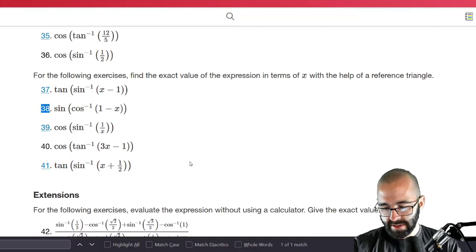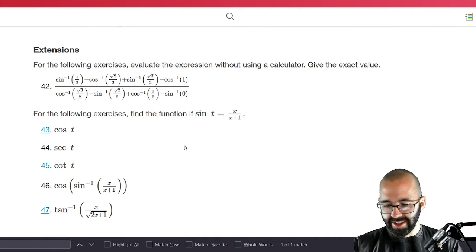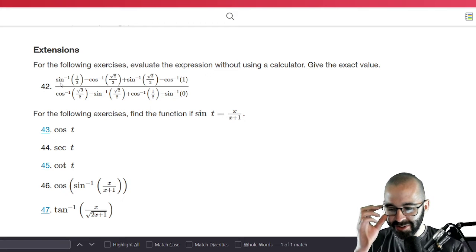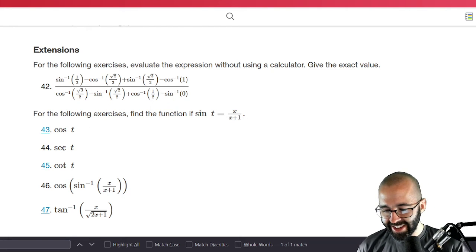Anyway, let's do number 44 next. Okay, this is a weird one. Don't worry, it's not 42. I don't think I made you do 42. If I did, tell me.